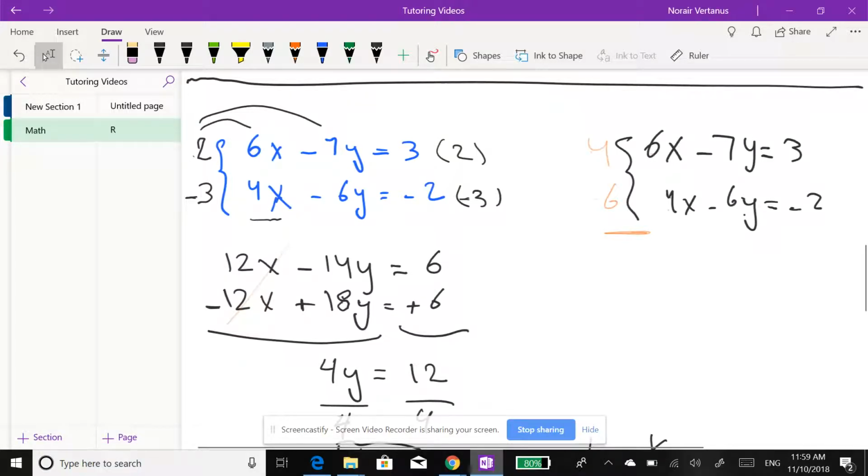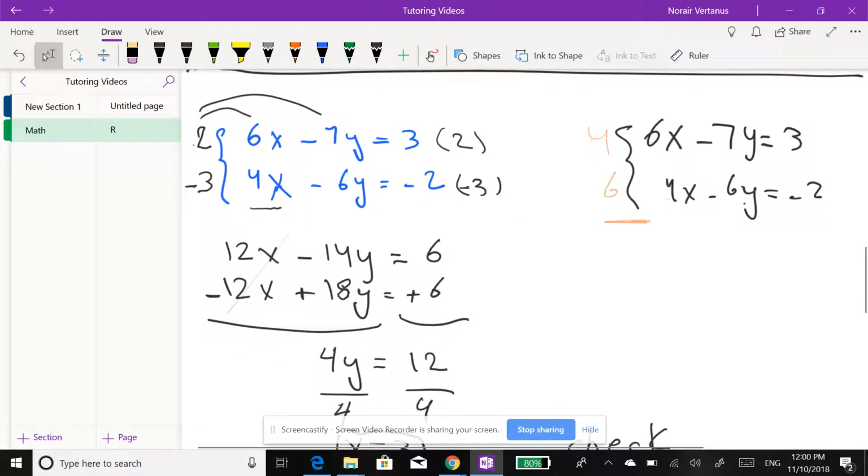All right, we're doing the elimination technique right now to solve the same equations that we did earlier with the substitution method. So 6x minus 7y equals 3, and 4x minus 6y equals negative 2. These two equations need to be solved using elimination. Basically, we need to eliminate one of the variables, either x or y. In this case, I want to eliminate x.